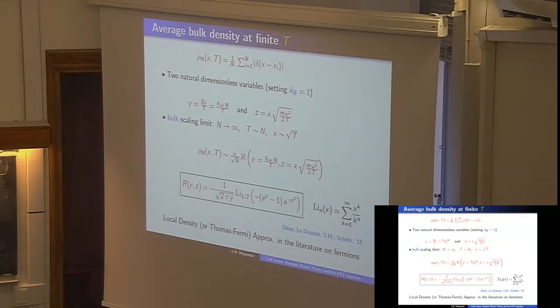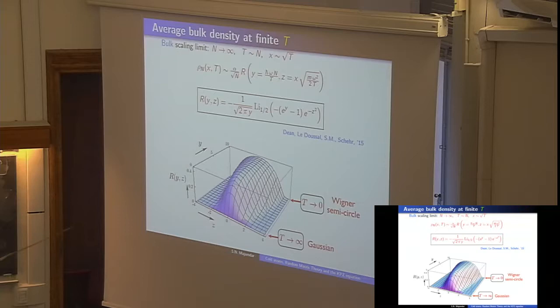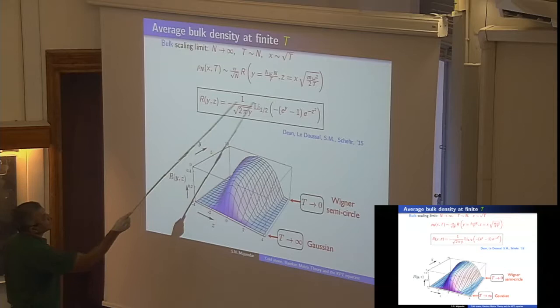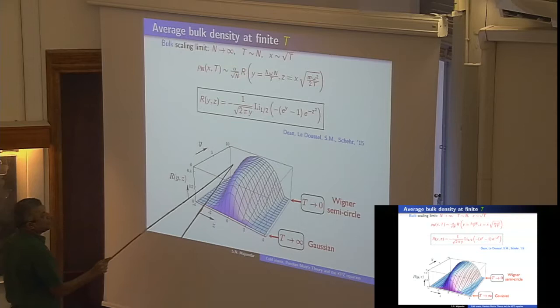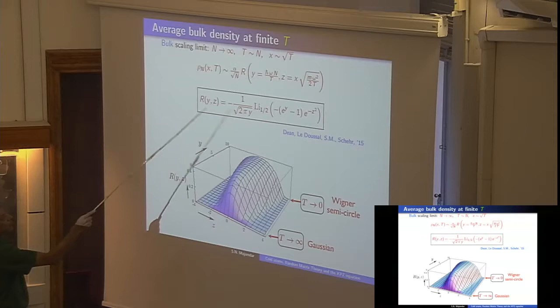If you plot this function, this is what you will see. I'm plotting this function r(y, z): y is this way, z is this way, and this is r. This is zero temperature; y was a scaling variable, so zero temperature means y is infinity. You see this semicircular law, and then as temperature evolves, it goes into a Gaussian form. You encode it in this exact form of the density. This is the analog of the Wigner semicircular law at finite temperature.